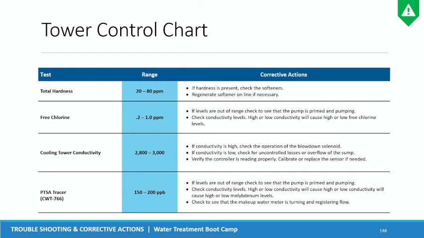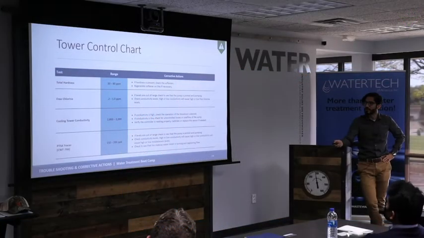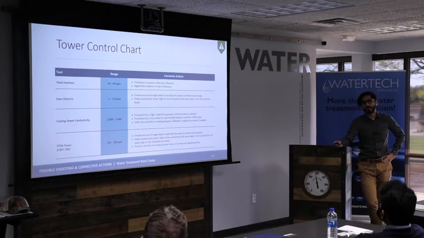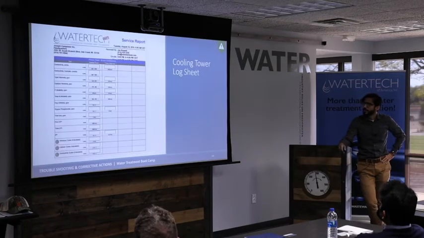Okay. If you have little free chlorine and the levels are out of range, see if the pump is primed, see if there's any other issues. And we're gonna dig deeper into a lot of these issues, but this is kind of more of a generic list of the things that could possibly go wrong or be wrong if you are out of range. Lower or higher, we can also determine.